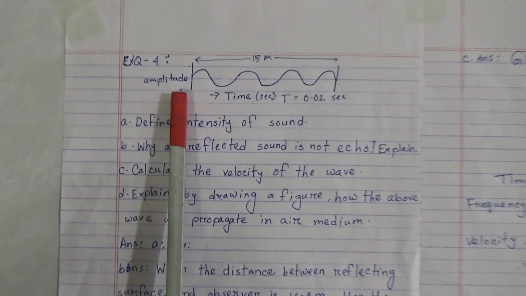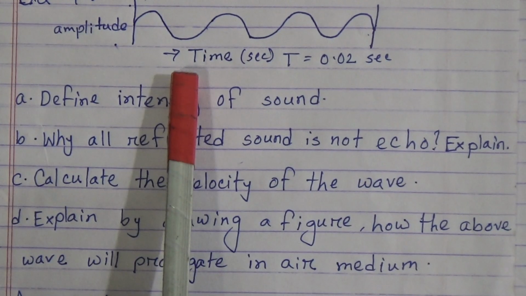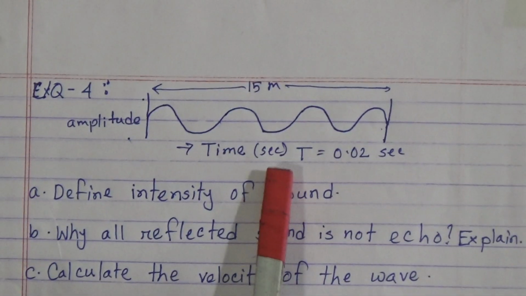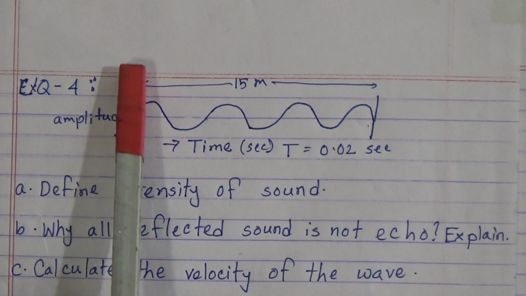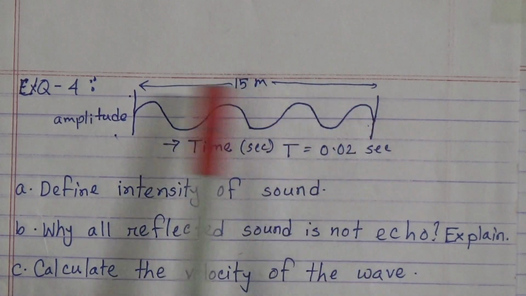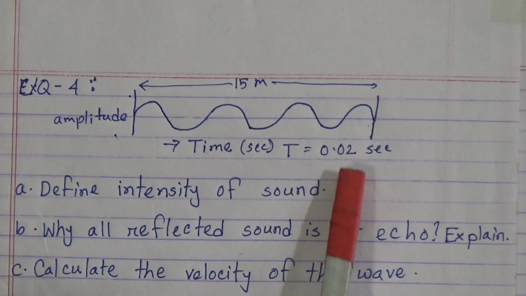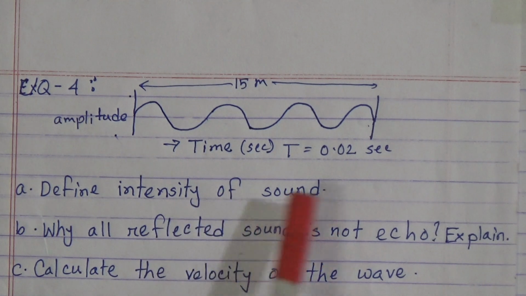Here, given the amplitude in the y-axis, and this is a wave. Here the time period T is given as 0.02 second, and the wavelength is 15 meter. Now question A: define intensity of sound.